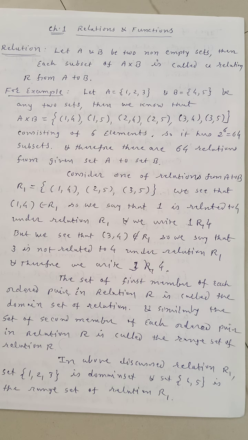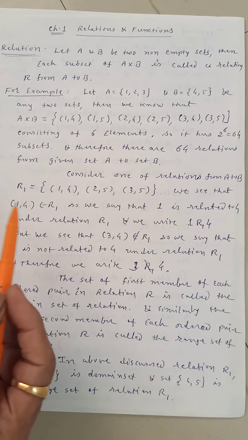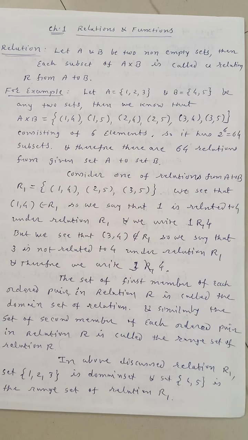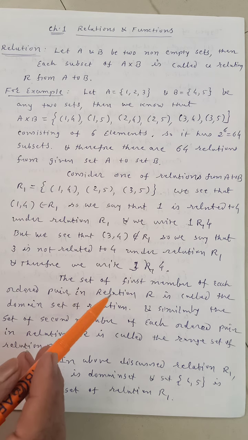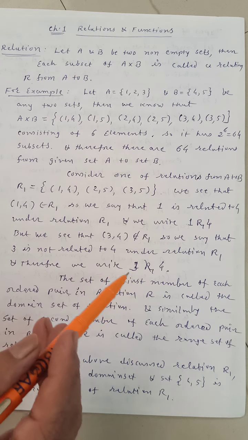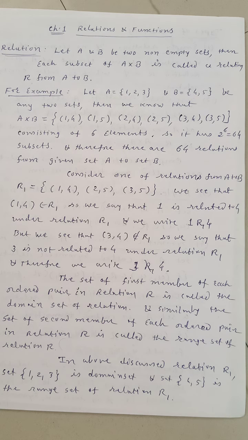But we see that (3,4) does not belong to R1. You check, all of you: (3,4) does not belong to R1. So what do we say? 3 is not related to 4 under relation R1. And therefore what do we write? 3 is not R1 related to 4. Clear? Okay.